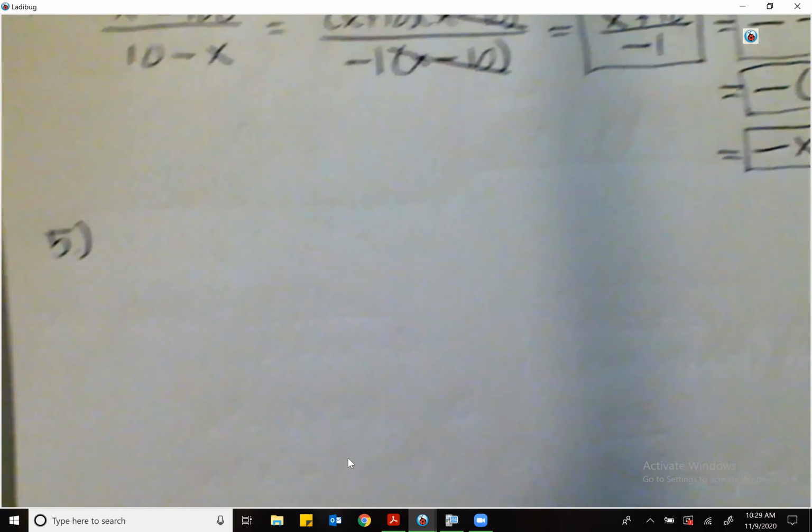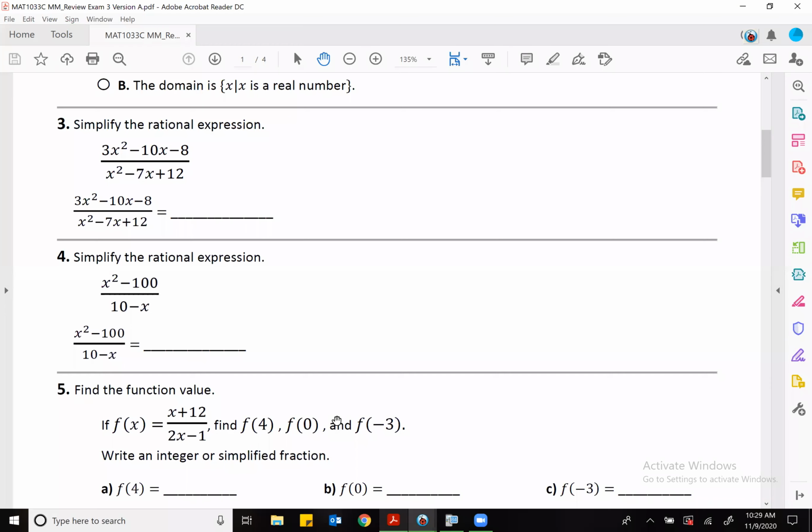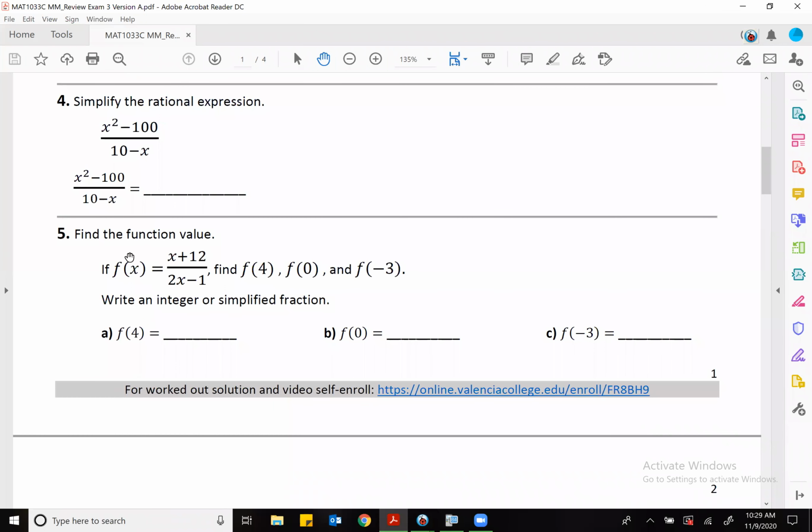All right, let's talk about number 5. Number 5 says find the values. So we've got 4 values here. We've got f of x equal to x plus 12 all over 2x minus 1. And then we've got f of 4, f of 0, and f of -3.